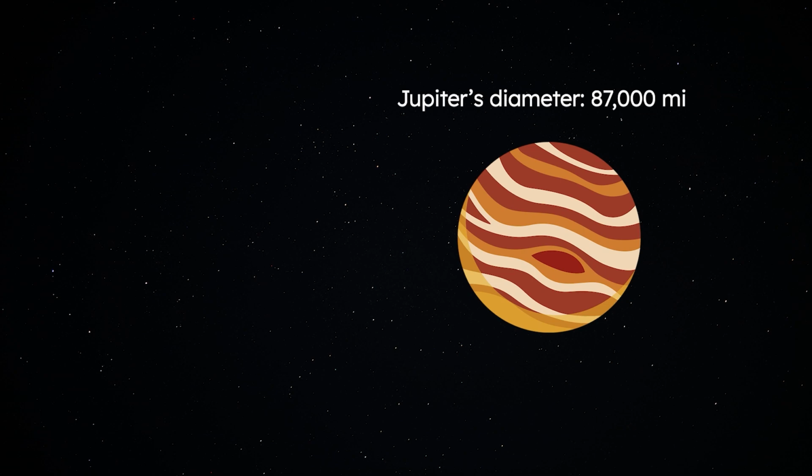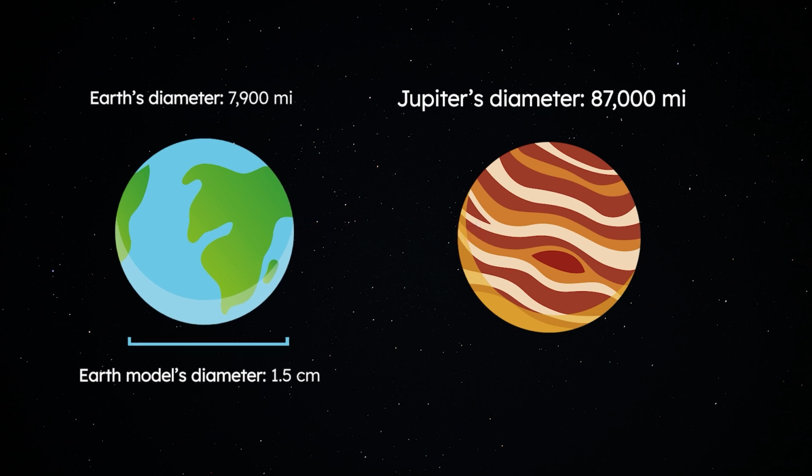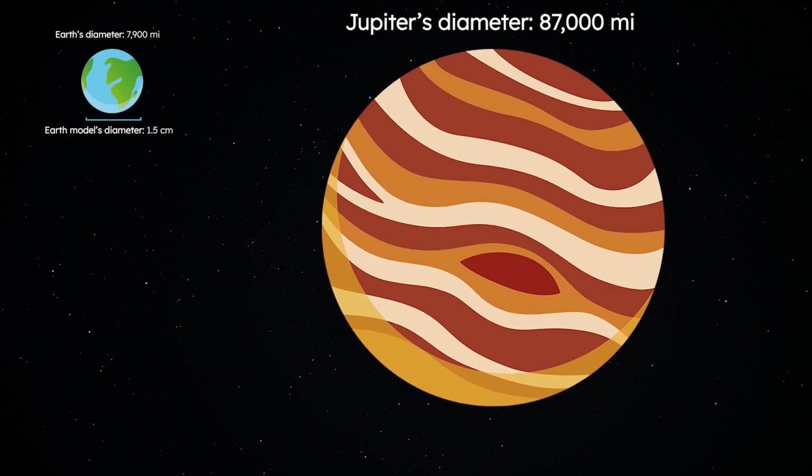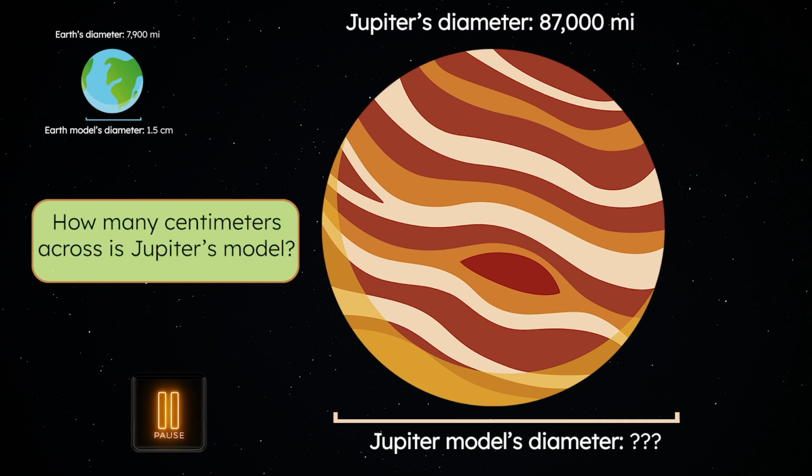Let's find out how many times bigger than Earth Jupiter's diameter is. 87,000 divided by 7,900 equals approximately 11. So Jupiter has a diameter that is around 11 times bigger than Earth's diameter. This means that the Jupiter model should be 11 times wider than the Earth model. See if you can make the calculation. How many centimeters across is my Jupiter model?